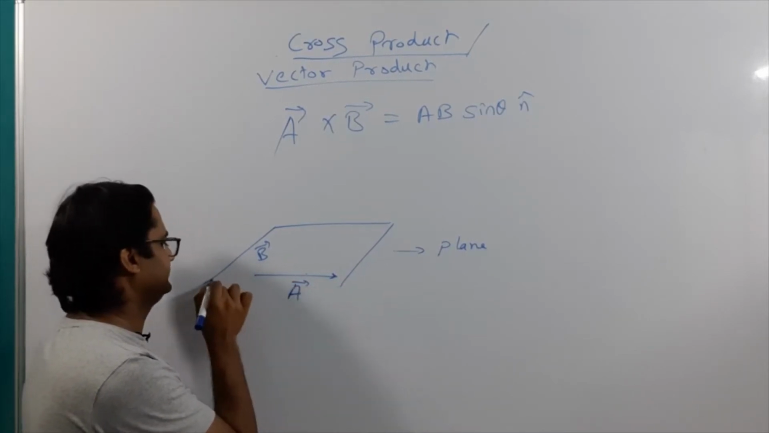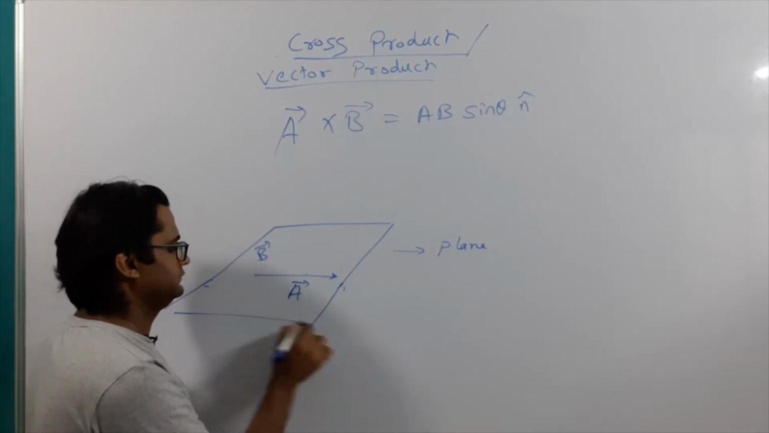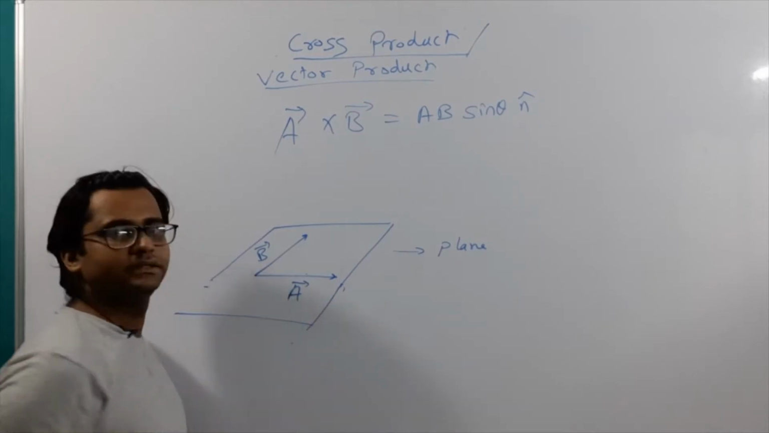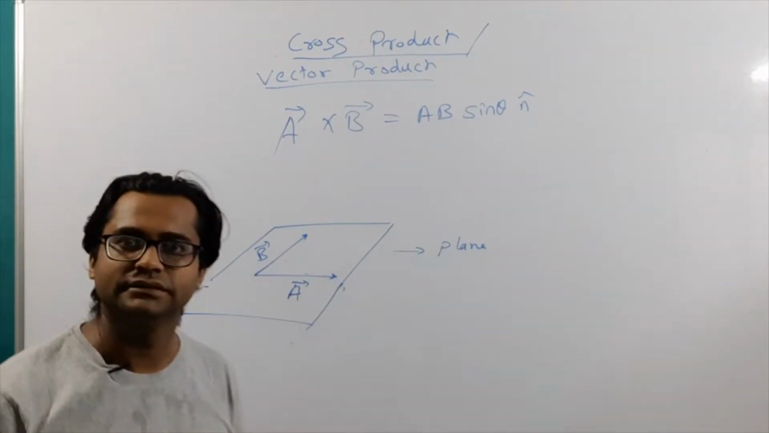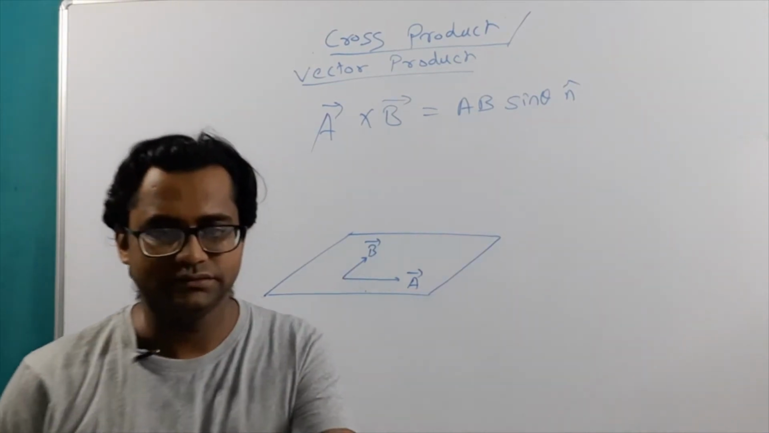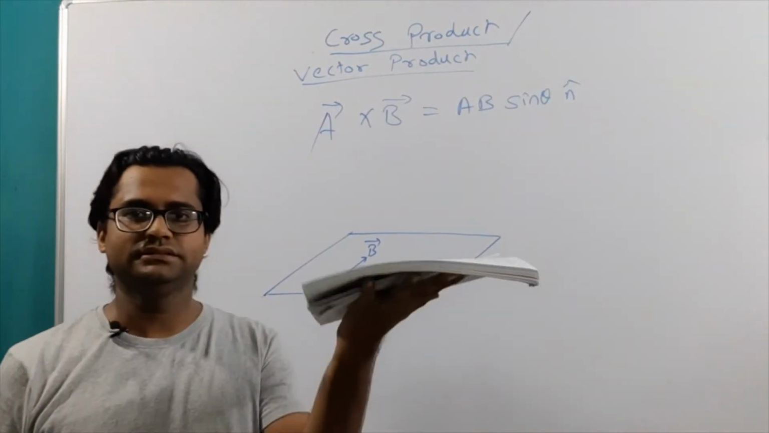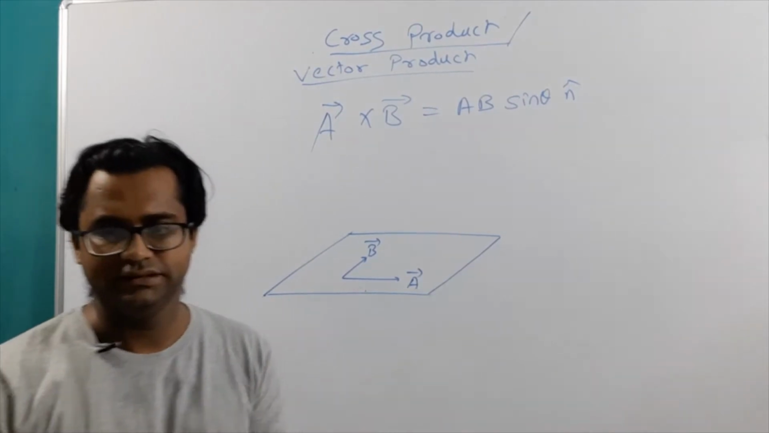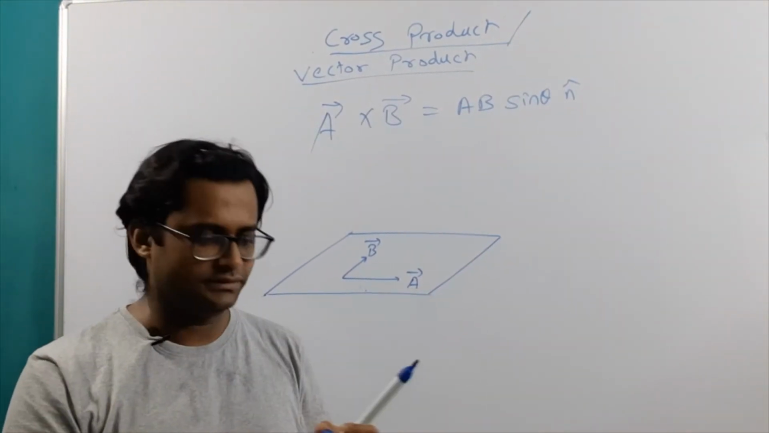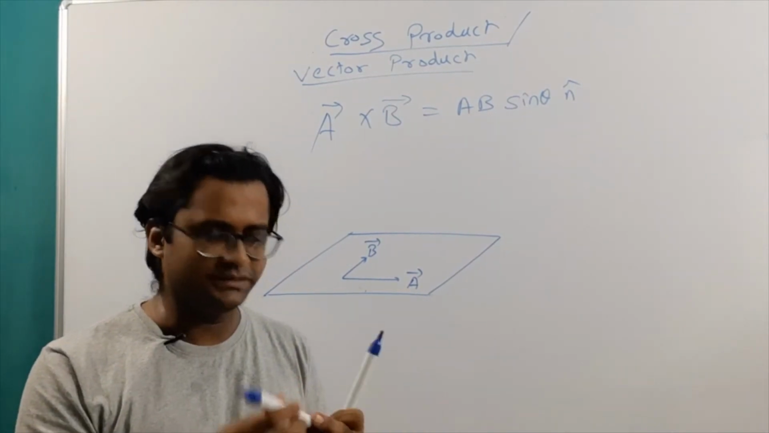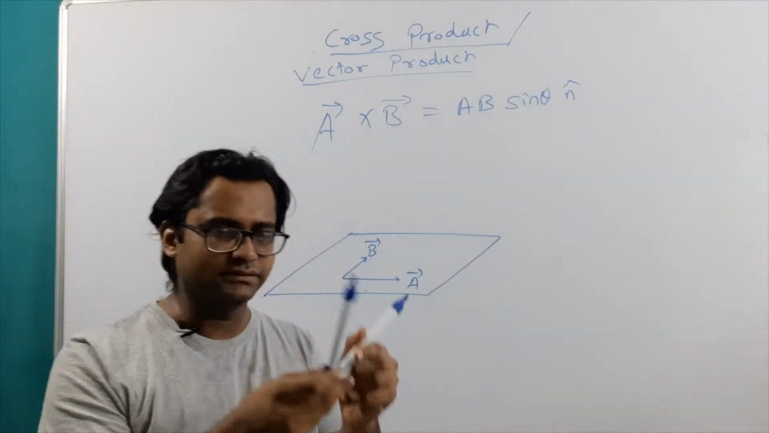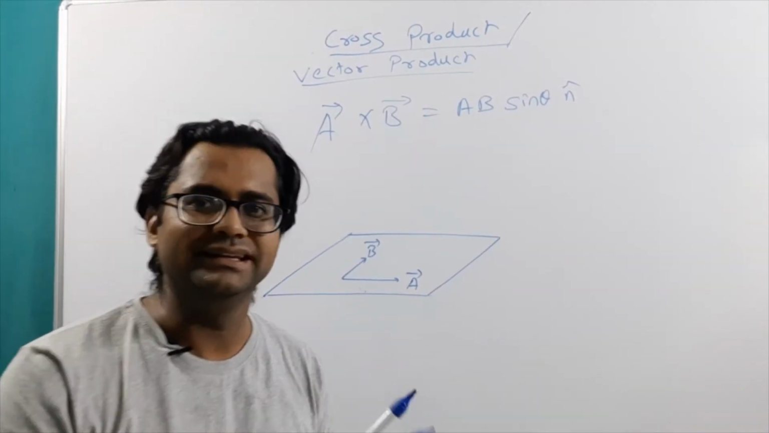A vector. And this is my B vector, and they are in this particular plane. Let us visualize this cross product situation in a plane. So what is a plane? Let us say this notebook surface is a plane, and this is my first vector, and this is my second vector, and since these are two vectors, they can lie in any particular plane.